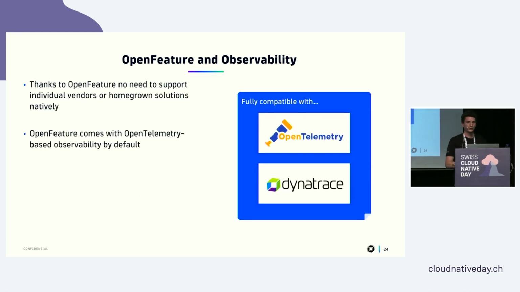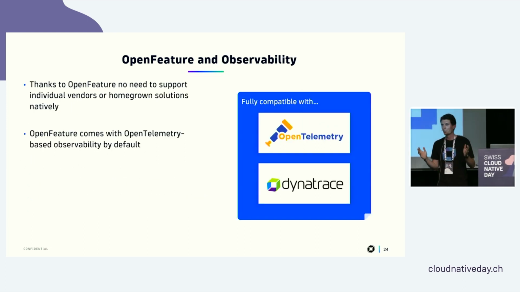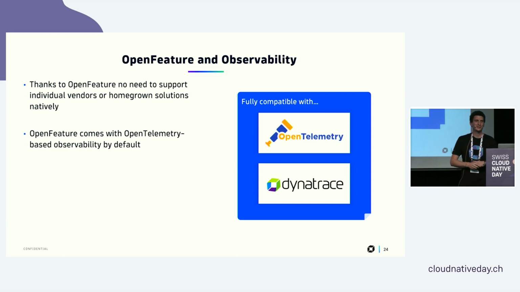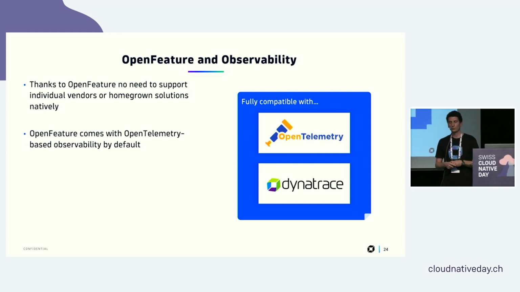And there's another open standard, which is called OpenTelemetry. Hopefully at least some of you have heard about it. It's an open standard for observability on how to collect metrics, traces, and logs from systems. And OpenFeature actually adheres to OpenTelemetry. So when you use OpenFeature, it will also generate metrics, events, and traces to show you the impact of feature flags.